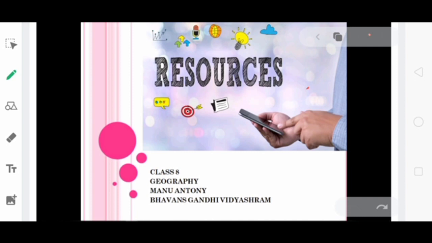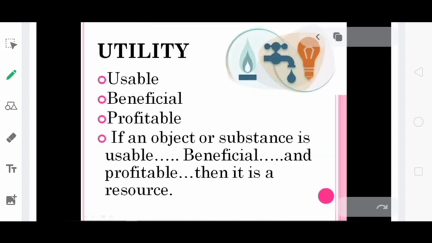I'll be taking geography classes for you from today onwards. The first lesson that we will take is resources. Let's begin with the lesson resources.